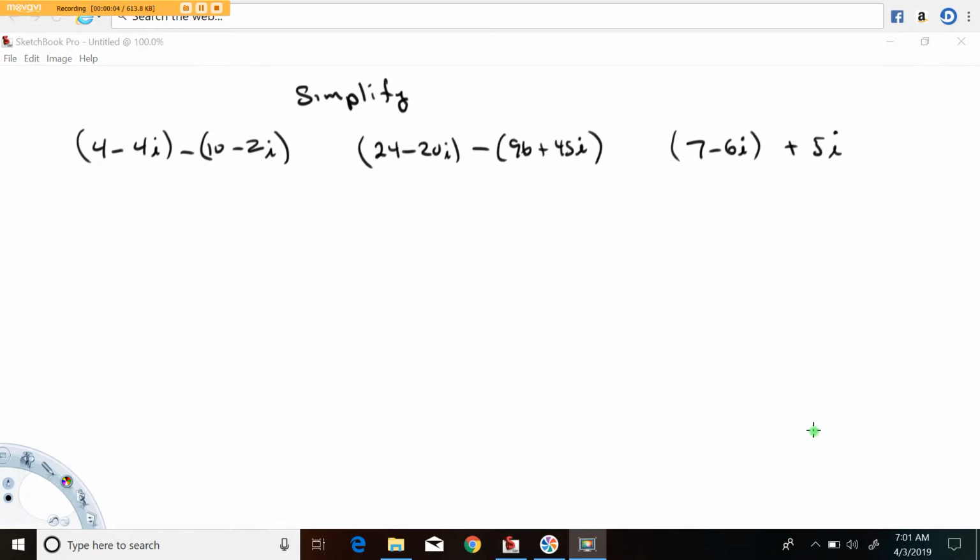I'm making this video here to demonstrate how to simplify complex numbers, or I should say add and subtract complex numbers. So we've got three examples across the board here. Let's start with this one right here. So 4 minus 4i minus 10 minus 2i.